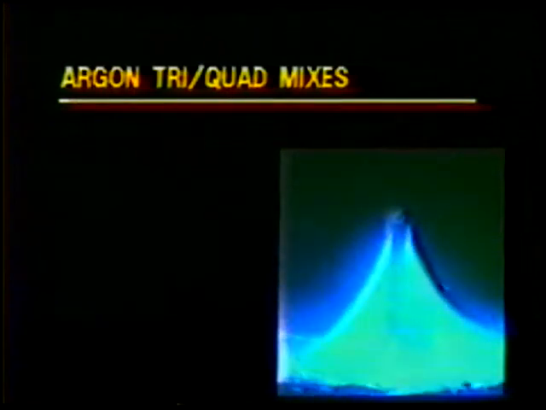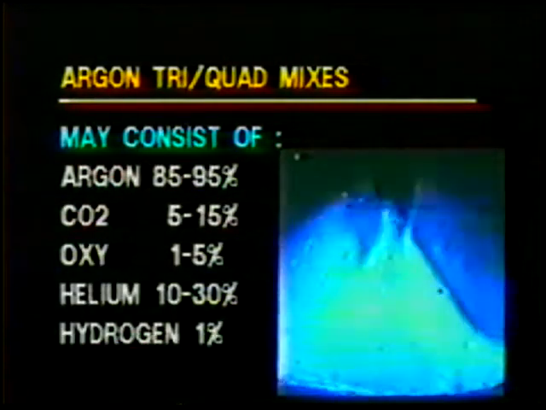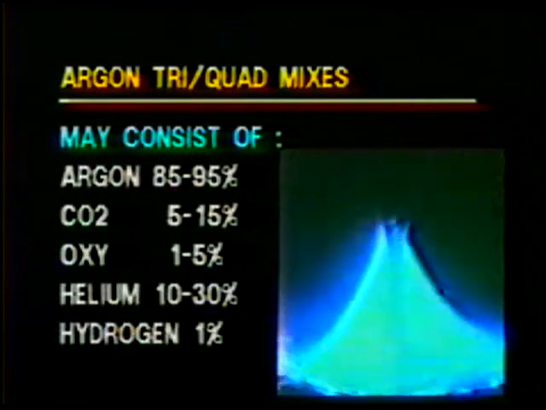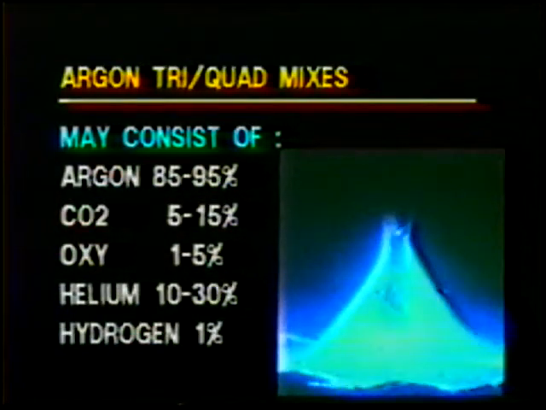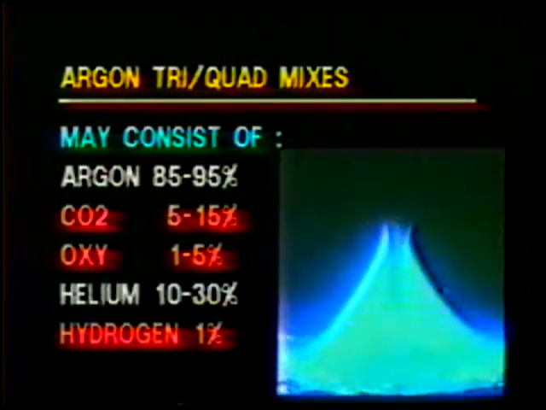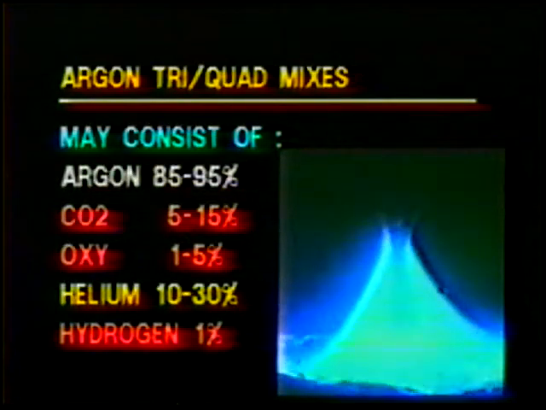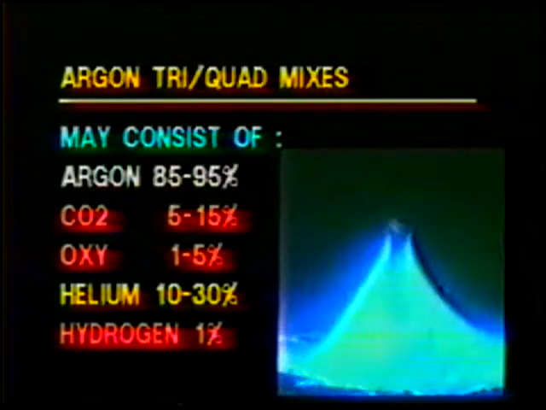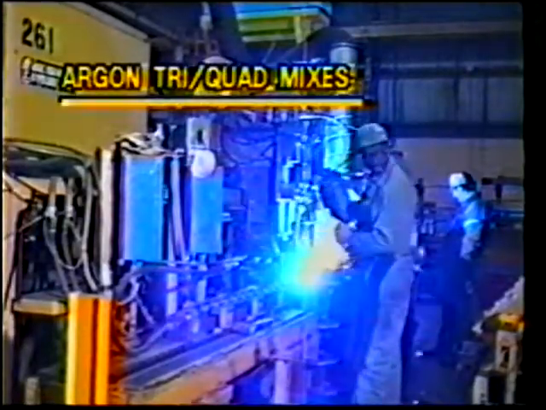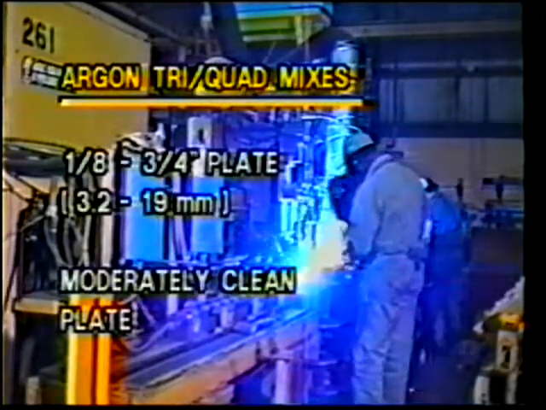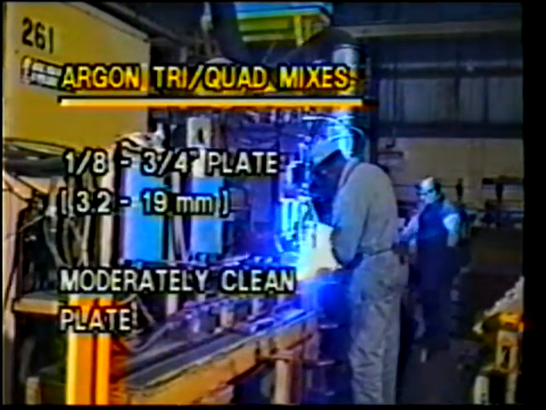Argon tri and quad mixes all produce stable droplet transfer, similar to argon-oxygen mixes. As the reactive gases or helium content increases, the arc energy will increase proportionally. These mixes are typically used on 1/8 to 3/4 inch moderately clean plate.